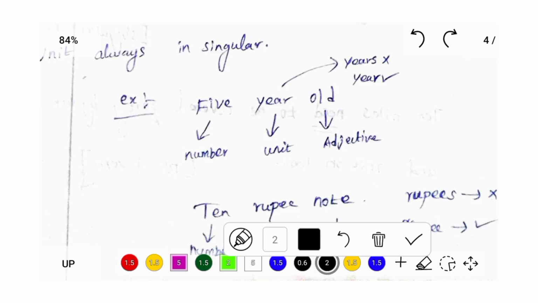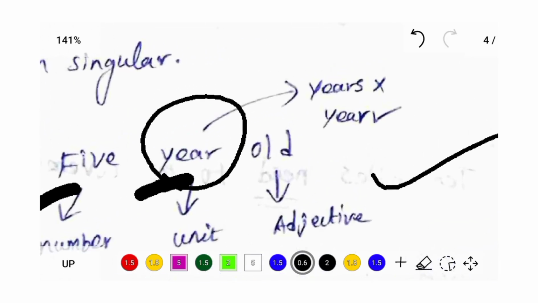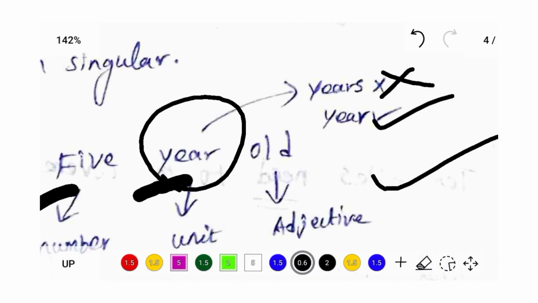5-year-old. Here 5 is a number, year is a unit, old is an adjective. The format is number unit adjective. This sentence is correct. Do not use the unit in plural form. Years is incorrect. And here is correct.